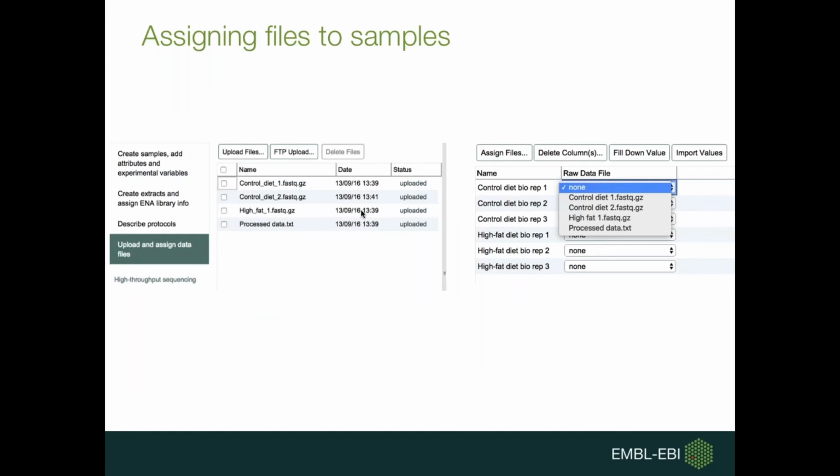Once they are uploaded, you'll also need to tell Annotare which files belong to which samples. To do this, all you need to do is click on Assign Files, choose the type of data file you want to add. So this will either be a raw data file or a processed data file, and then choose the name of the file from the drop-down menu. If you have a lot of samples, you can also use the fill down and import value buttons to save you some time in the same way that we did with the sample annotation page.